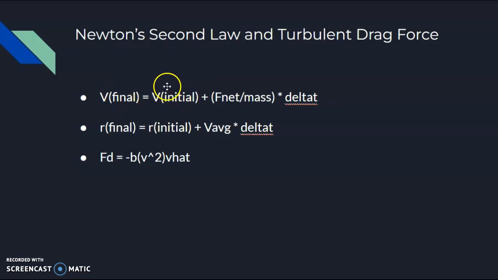So Newton's second law and the turbulent drag force. We have v final equals v initial plus F net divided by mass times delta t. That's our Newton's second law velocity update. The position update, r final equals r initial plus v average times delta t. These are both derived from Newton's second law. And then for the turbulent drag force, the drag force is equal to the drag constant times v squared times v hat.